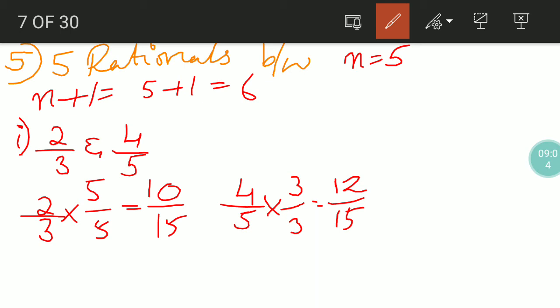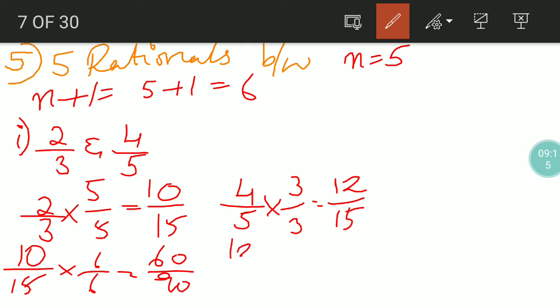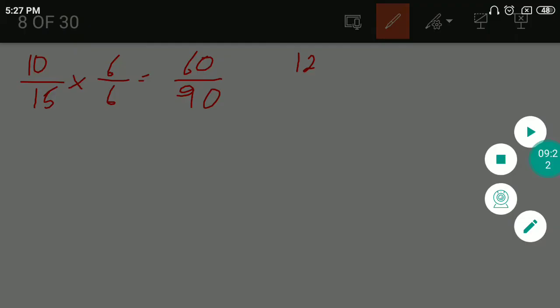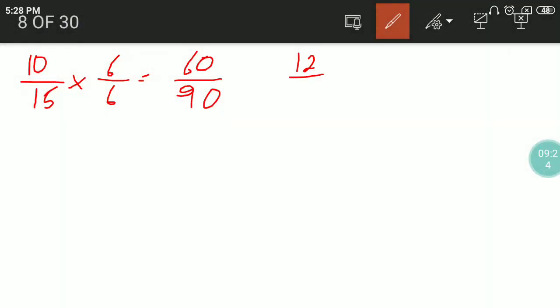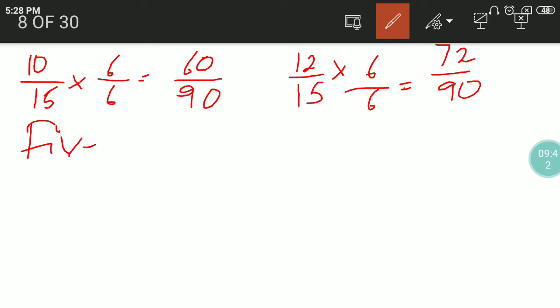So 6 we have to multiply. So 10 by 15 into 6 by 6, which makes it 60 by 90. And that one, 12 by 15 into, it's not right. So I wrote the continuation in the new sheet. So 12 by 15 into 6 by 6 is 15 6s is 90 and 12 6s is 72. So here now we can find 5 rational numbers between them, right?